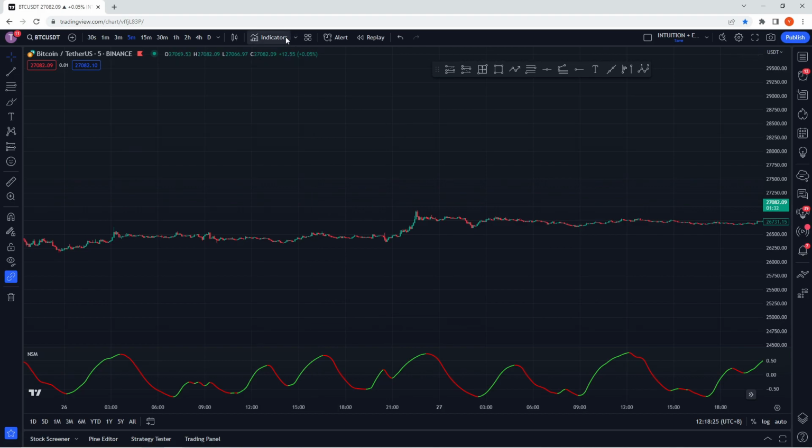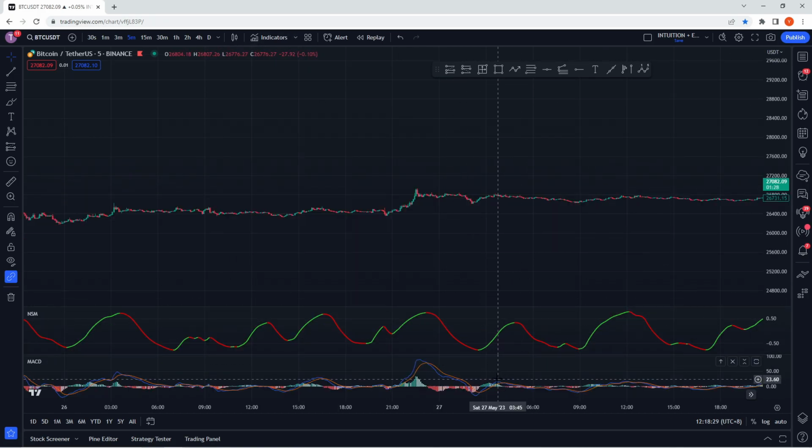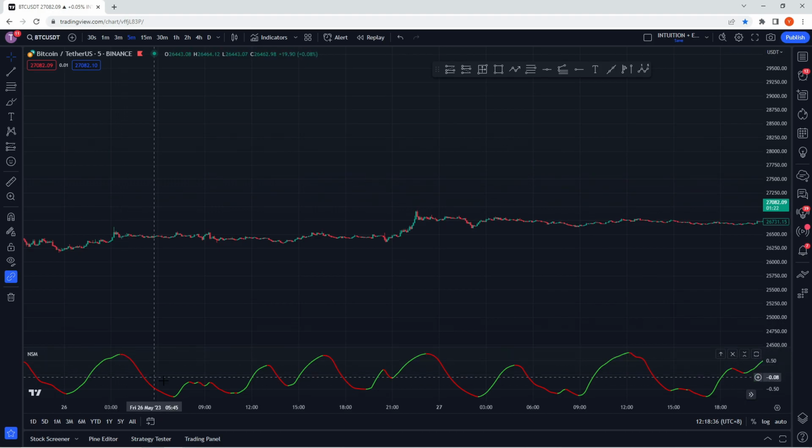As opposed to the normal MACD indicator, you can see this is the normal MACD indicator and it's quite confusing. Whereas if you look at the normalized smooth MACD indicator, you can clearly tell when to go long or when to go short, and it's basically an upgrade of the current MACD indicator.